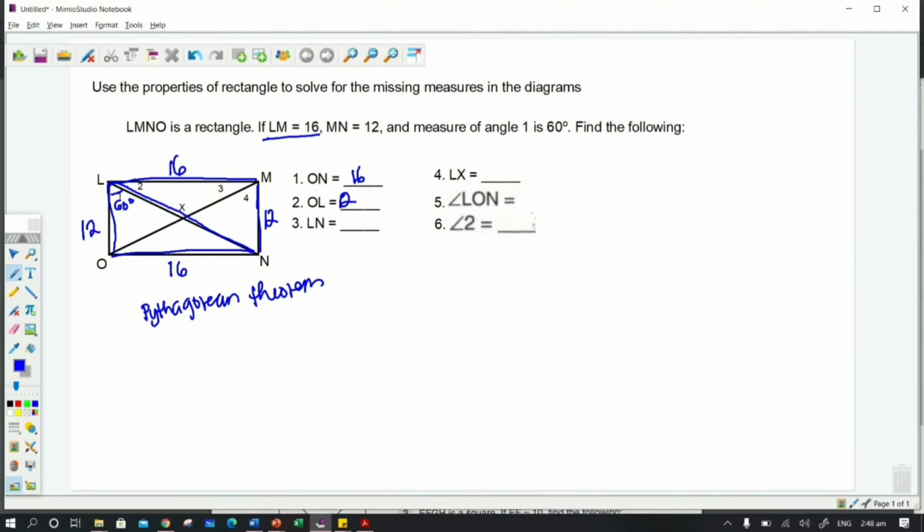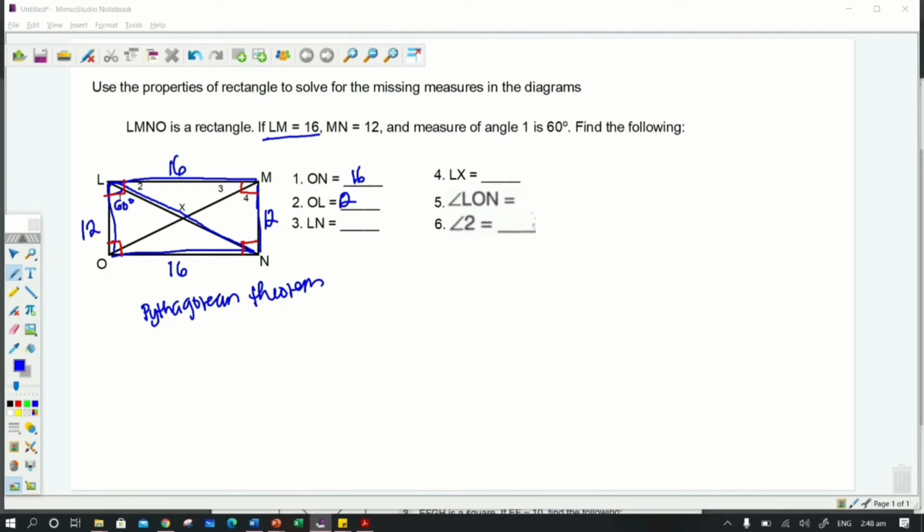Sir, bakit po nyo nasabi na right triangle? Remember, sa property ni rectangle, all angles are right angles. So, ibig sabihin, si angle O, this is 90 degrees. Si angle N, also 90 degrees. Angle M, 90 degrees. And angle L, also 90 degrees. Now, paano natin masasolve si diagonal LN? So by applying, as I've said, gagamit tayo ng Pythagorean theorem.